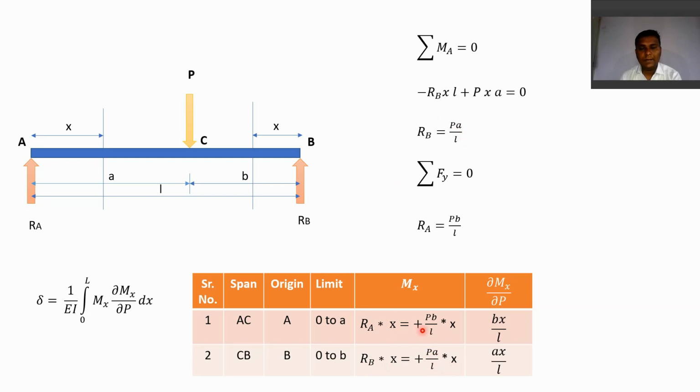Now once we get the equation of a bending moment, the rest of the example is very simple. In the last column, we need the partial derivative of Mx with respect to the applied force P. The first equation for part AC is Pbx upon L, and when we take its partial derivative, we get bx upon L. For part CB, the equation of Mx is Pa upon L into x, so we get its partial derivative as ax upon L. Once we obtain the values of Mx and delta Mx by delta P for these two spans, part AC and part CB, let us see how to solve the example.